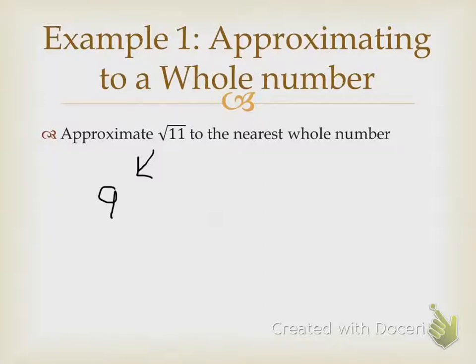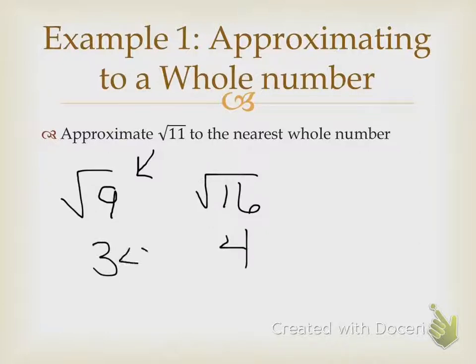Now, what about on the high end? What's the closest perfect square, Christian? 16. All right? The value of the square root of 11 is somewhere between the square root of 9 and the square root of 16. I know the square root of 9 is 3 and the square root of 16 is 4. So I could say that the square root of 11 is greater than 3, but it's less than 4.